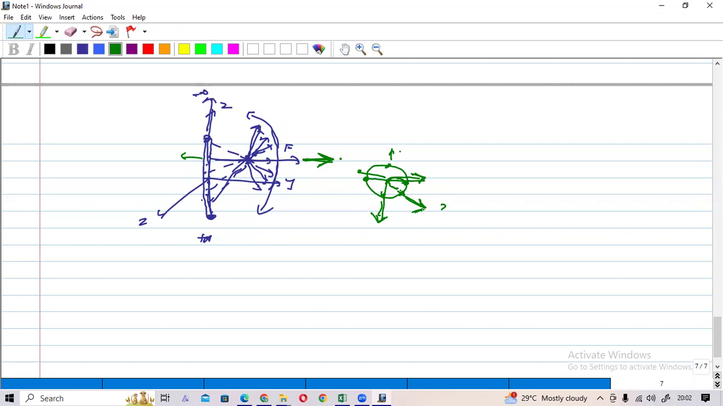What is this direction? Tell me. I think you know this direction. You can't tell that direction using X, Y, Z, but using another coordinate system, the spherical coordinates, you can tell this direction. What is that?